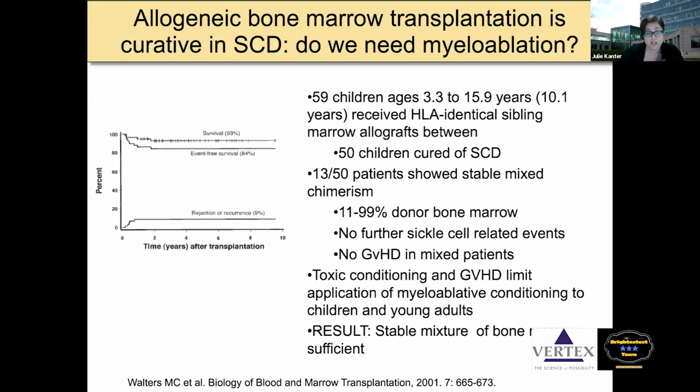So we started to ask questions about, do you still need full-blown chemotherapy or high-dose chemotherapy called myeloablation? And what they noted in this study here by Walters et al. was that in individuals who are cured of their sickle cell disease, it was okay if some of their own bone marrow came back. We call that mixed chimerism. That's when some patients have part of the new bone marrow and part of the old bone marrow. And in fact, they didn't need to be 100% donor to still be cured of their sickle cell disease.